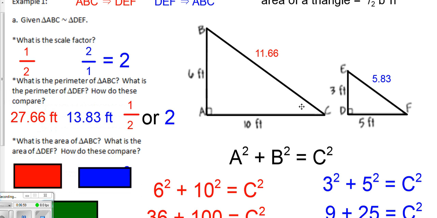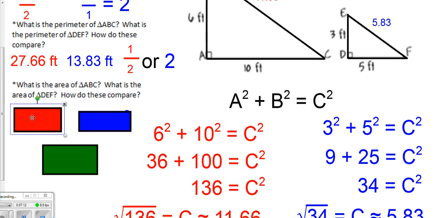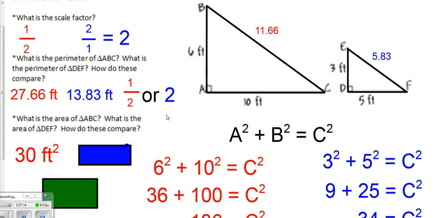So to find the area of ABC, here's our base, 10 feet. Here's the height at its tallest point, would be 6. 6 times 10 is 60, divided by 2, because 1/2 of it would give us 30 feet squared. Because it's an area, we have to do feet squared.